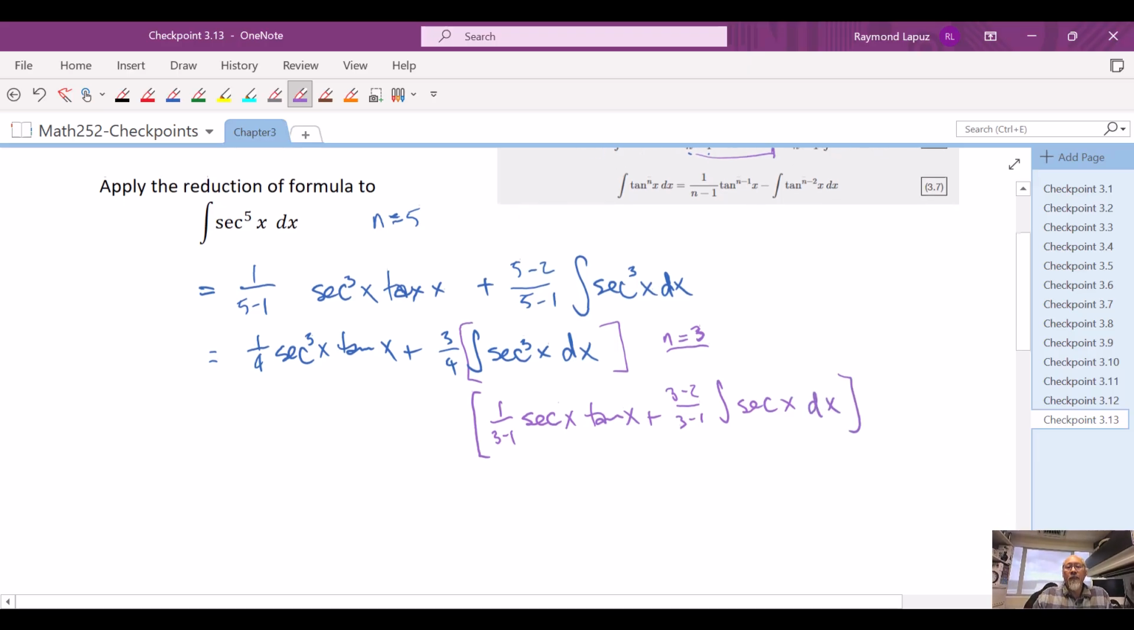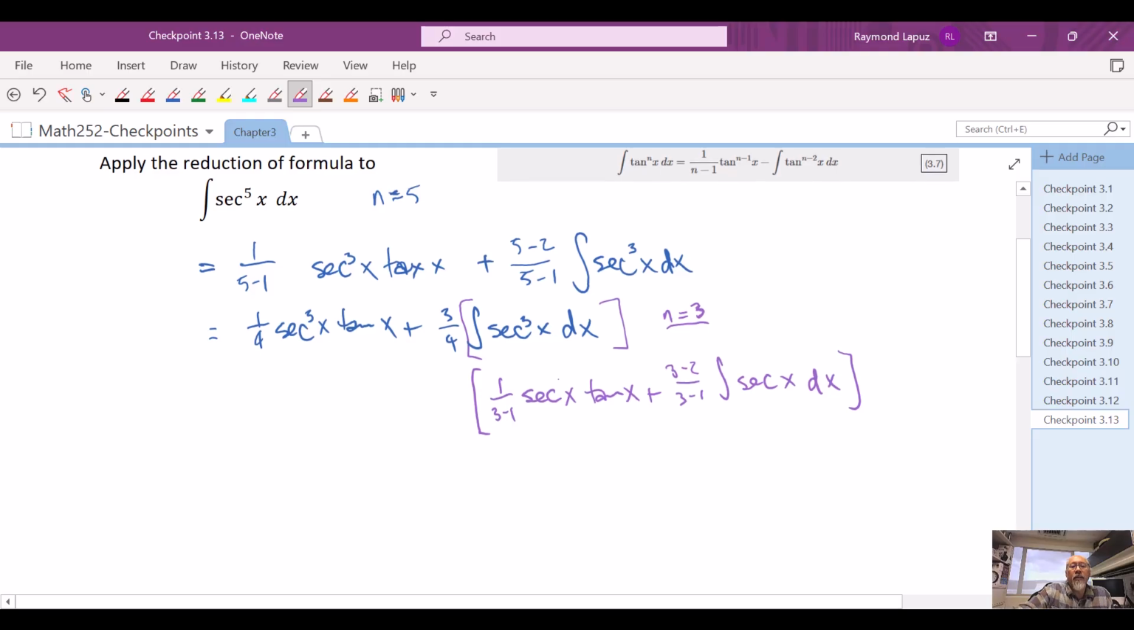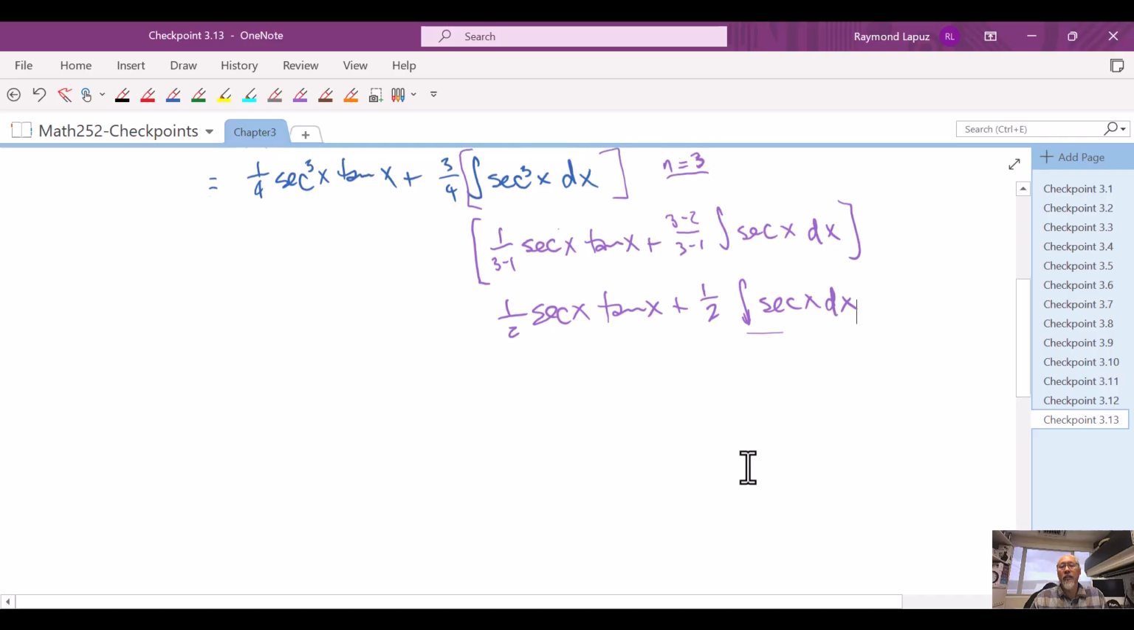All right, we've successfully reduced again. Let's just rewrite this over. This is 1/2 secant x tan x plus 1/2 again, the integral of secant of x dx. All right, so ideally, this is about as reduced as you can get, and we just have to know what the antiderivative of secant is.